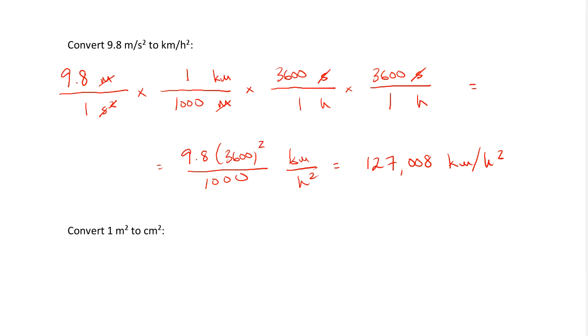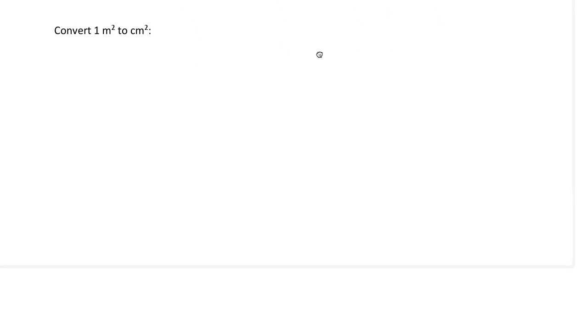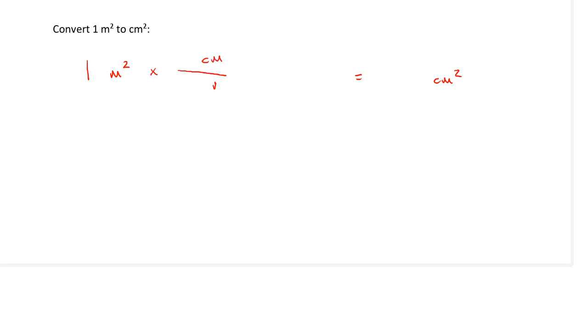Let's do one more example. Convert 1 meter squared to centimeter squared. Now we're dealing with area. So we write 1 meter squared. Here it's just a single unit, it's not per anything, so we just write it like that. And our target is centimeters squared. Now we know that there are 100 centimeters in a meter, and we want centimeters. This is really in the numerator, right? There's no denominator here. So we want centimeters in the numerator, and we want meters in the denominator.